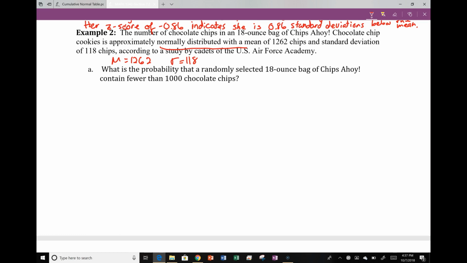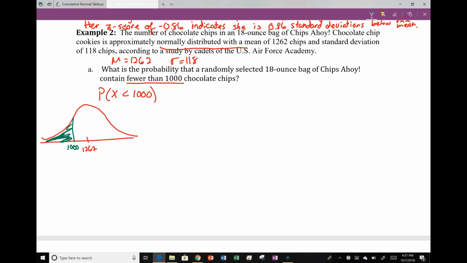So we know the mean, we know the standard deviation. We want fewer than 1,000. So this is the probability that our value is less than 1,000 chips. Okay, so let's look at here. We know that the mean is 1,262. 1,000 is going to be somewhere over here. And we want fewer, so we want to the left.